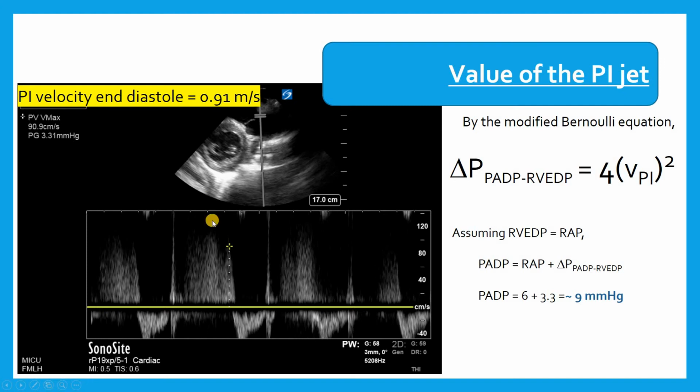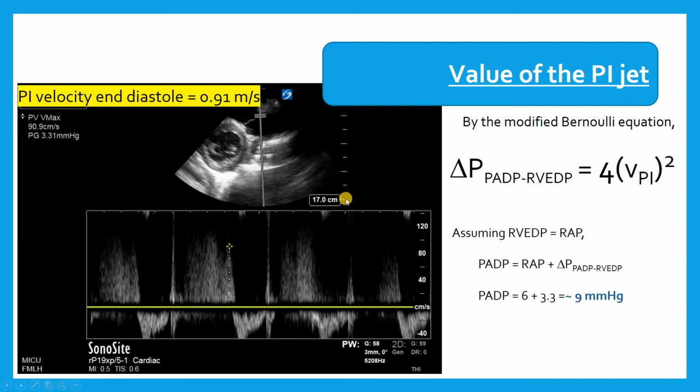Let's work through an example. Here, again, I used pulse wave Doppler. It was okay because the signal wasn't very fast. And I got an end diastolic pulmonary insufficiency jet velocity of 9.09 centimeters per second or 0.91 meters per second. If I plug that in, square it, multiply by 4, that is actually equal to 3.3. It's a small gradient. In fact, I have that gradient right here listed for me. The machine did the Bernoulli for me, 3.3.